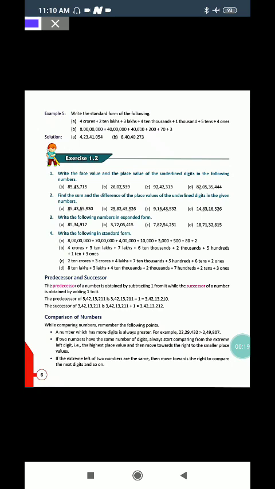So what is a predecessor? The predecessor of a number is obtained by subtracting 1 from it, while the successor of a number is obtained by adding 1 to it. Suppose that we will take one example, the predecessor of this number. We will just subtract 1 from that, and we will get the result. For the successor, we will add 1 to the same number, and we will get another number, that is the successor of that number. Now we will do the comparison of the numbers.